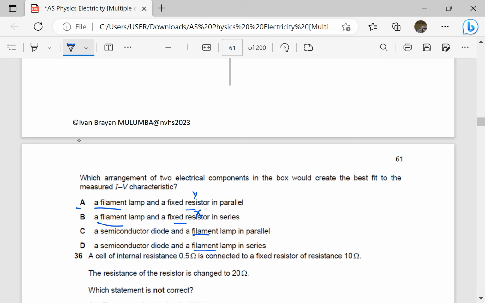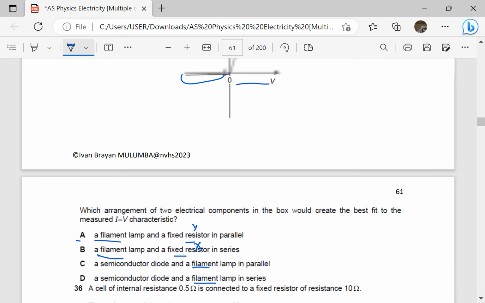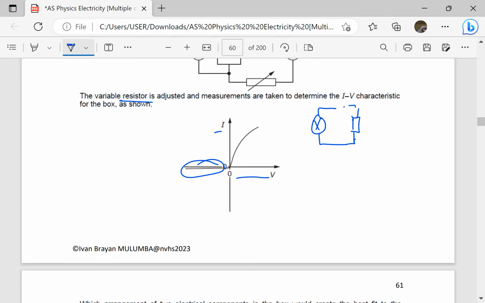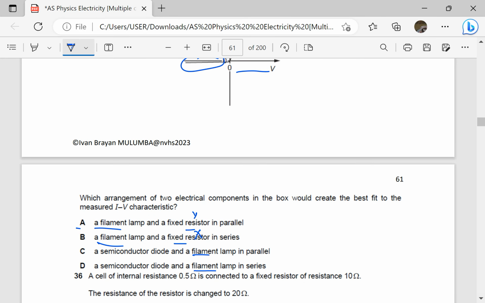Then let's look at the filament lamp and the semiconductor diode. If they are joined in parallel, the PD across them will always be the same. Therefore, there will be no point where the resistance will be increasing with time. But if they are joined in series, the current flowing through them is going to be the same. That means if the temperature of the filament increases, then the resistance is going to actually decrease. Therefore, this is most likely going to be a semiconductor.